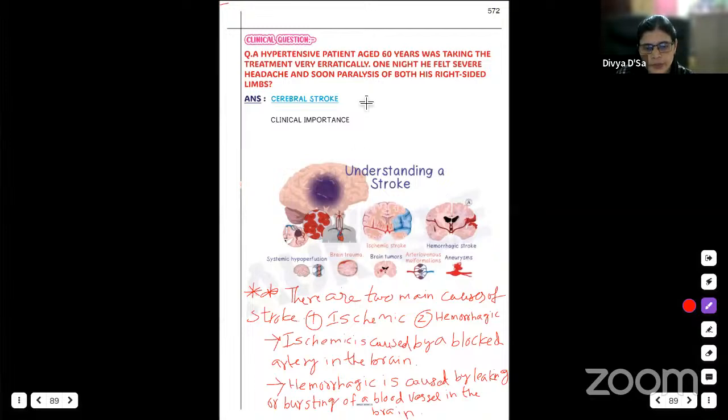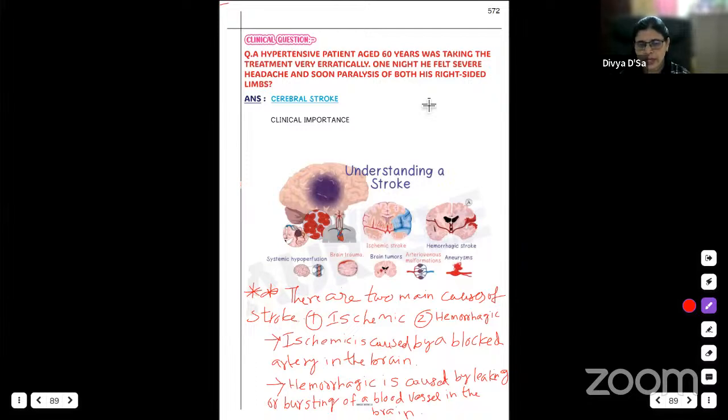So a hypertensive patient, age 60 years, was taking treatment, okay. Very erratically, means was not regular with this treatment. And one night he felt severe headache and soon paralysis of both his right side limbs. Okay, so both the upper limb and lower limb, there was paralysis. So here basically what has happened, stroke has happened. Okay, so what do we mean by that, stroke?